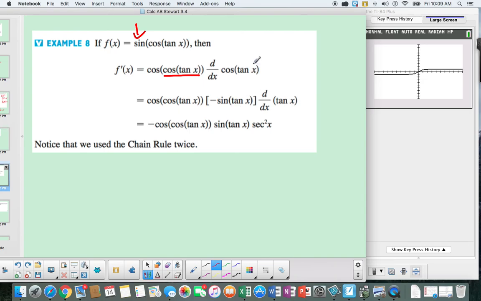Okay, now we're going to take the derivative of the inner function. Remember, this is a function within a function, so we're going to take the derivative of this part right here. So we copy this from here, and then we're going to do the derivative of cosine, which is negative sine, in terms of the inner function. So that's this first part, but then you have to take the derivative of the inner function. And then this is the last time. So notice that we use the chain rule twice.